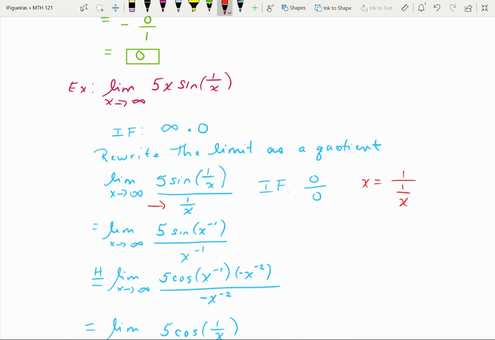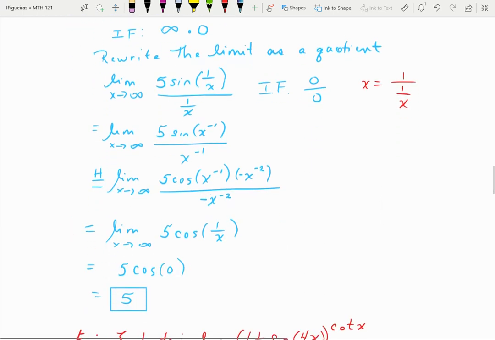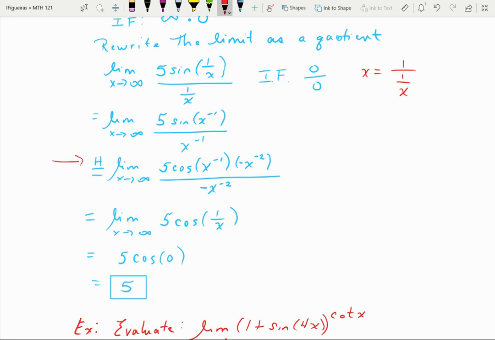It just allows me to rewrite it as a quotient. So now from this line to this line right here, I'm just going to rewrite 1 over x as x to the negative 1 so that I can easily take the derivative when I apply L'Hopital's rule. So here on this line, I'm applying L'Hopital's rule.